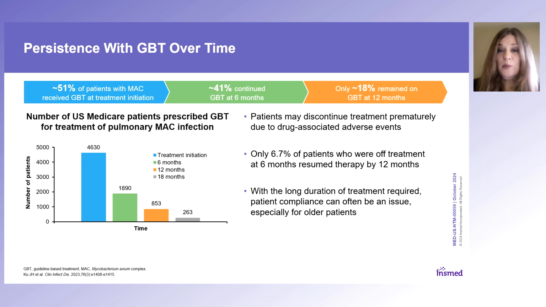Looking more closely at the data presented by Ku, we see that of the 51% of patients who were initially treated with guideline-based therapy, about 41% of them continued on guideline-based therapy at the 6-month point, but only about 18% remained on guideline-based therapy at 12 months, and even fewer remained on guideline-based therapy at month 18. The author suggested one reason for premature discontinuation of treatment may be due to drug-associated adverse events. Also, compliance may be an issue due to the long duration of treatment required, especially for older patients.